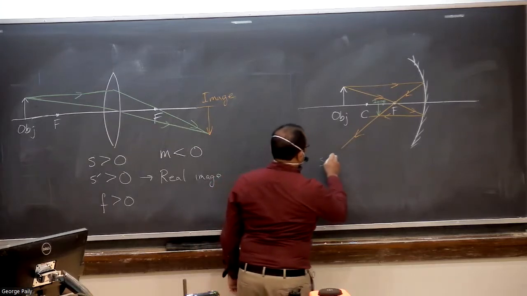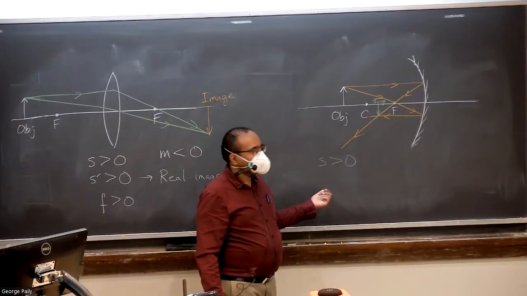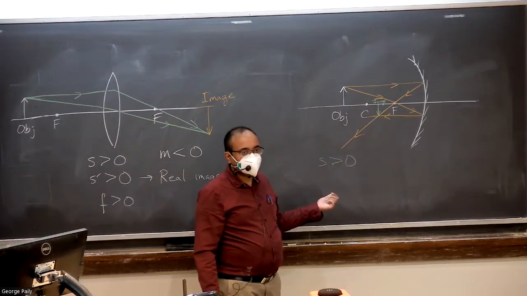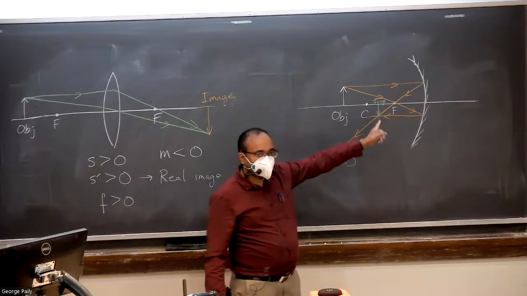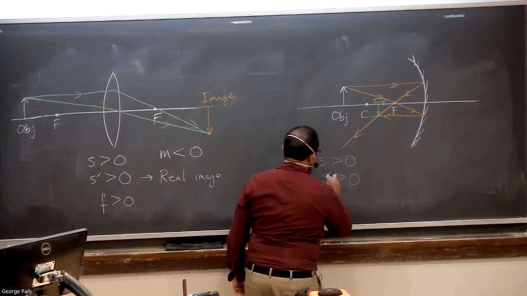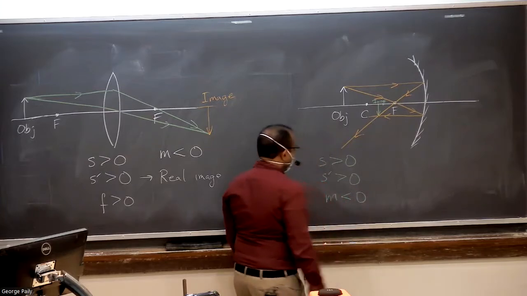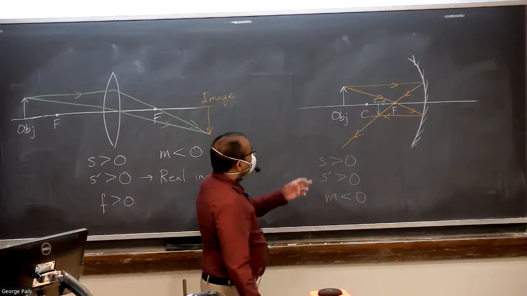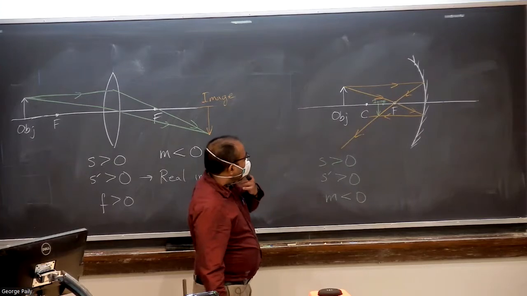So we have S is positive. What about S prime? Also positive, right? Because it's again on the side of the outgoing rays. So S prime also positive. M is going to be negative. And we can also see that it's reduced, but anyhow, negative is the crucial thing.